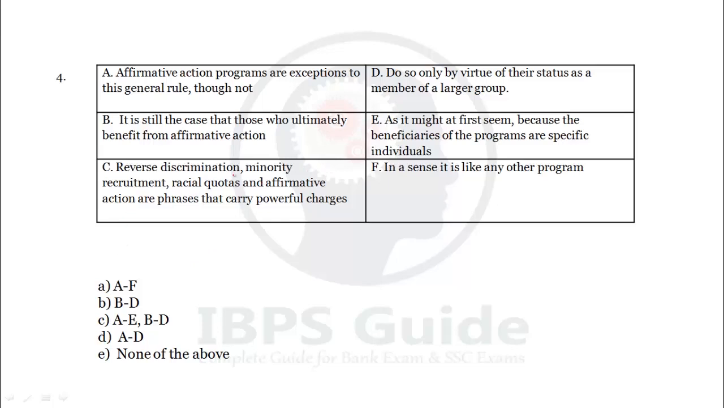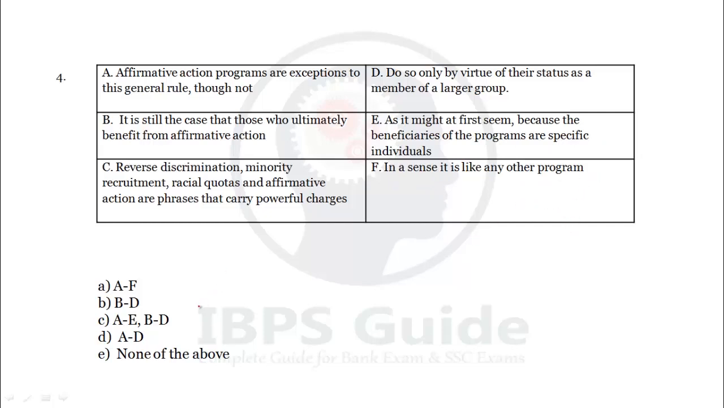And C is reverse discrimination, minority recruitment, racial quotas and affirmative action are phrases that carry powerful charges. D sentence, do so only by virtue of their status as a member of a larger group. E, as it might at first seem, because the beneficiaries of the programs are specific individuals. And F is, in a sense, it is like any other program.